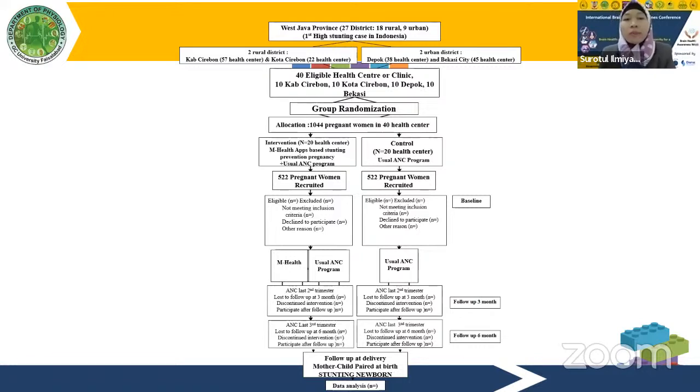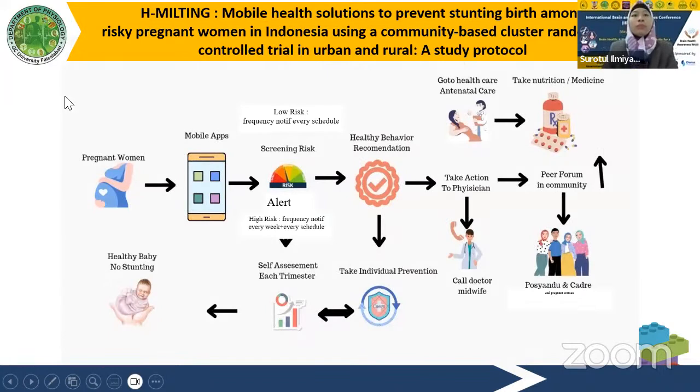The intervention is using the mHealth app with the usual antenatal care program. For the control, they don't use the mHealth app. They only use the usual antenatal care program that uses the KIA book. So it's balanced between pregnant women. I will conduct a baseline survey for the pregnant women, and then they will be given the intervention, and I will follow up every 3 months and follow up again in the third trimester until the newborn or delivery process. Let's see how many people are lost to follow up.